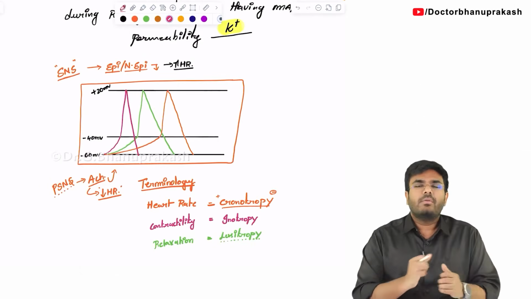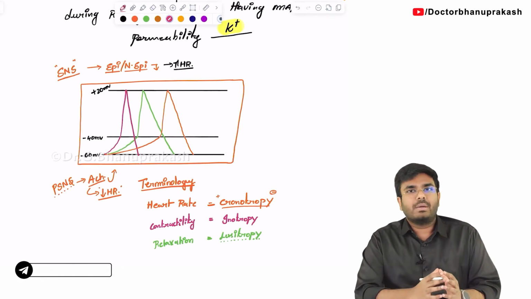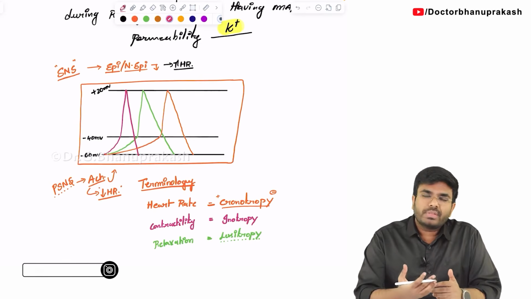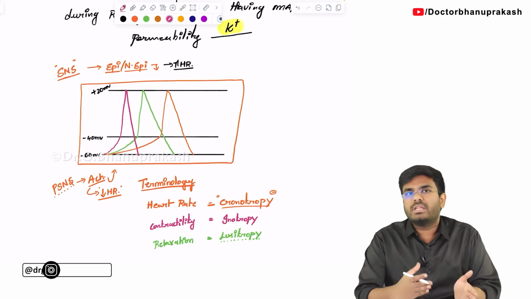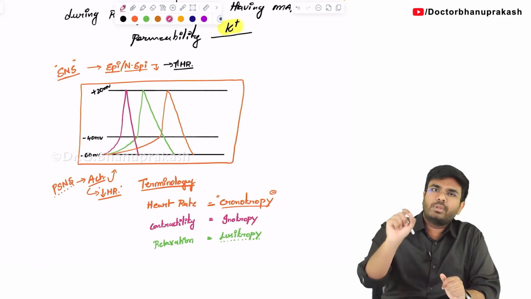Welcome back, guys. After discussing the SA nodal action potential, now let's discuss the ventricular myocyte action potential. I have already told you that the SA node is the one that generates the electricity, and these action potentials are going to spread from one cell to the other. The action potential starts from the SA nodal cell, and from there it will come to the AV node.